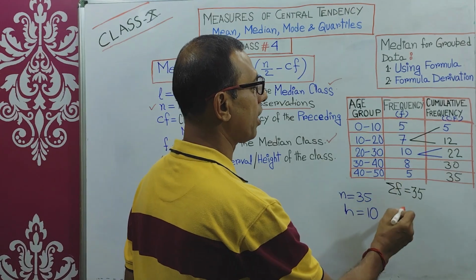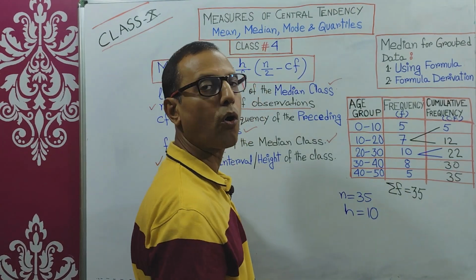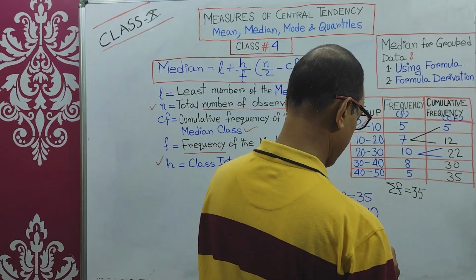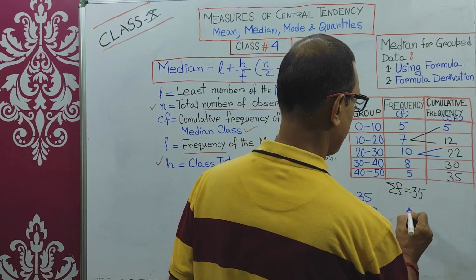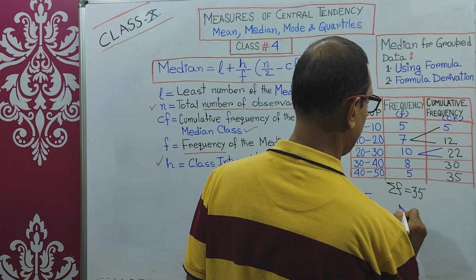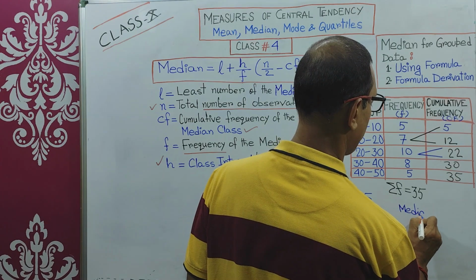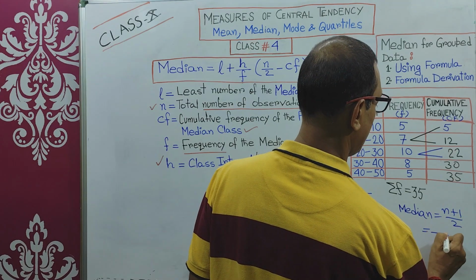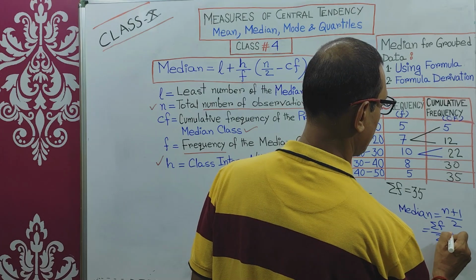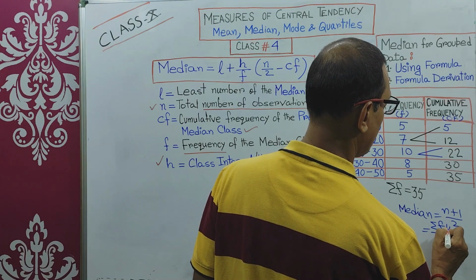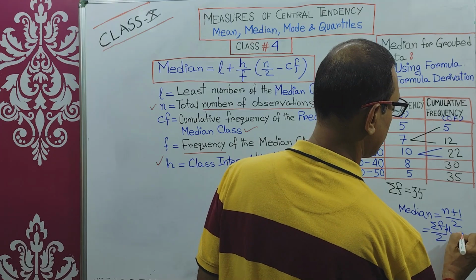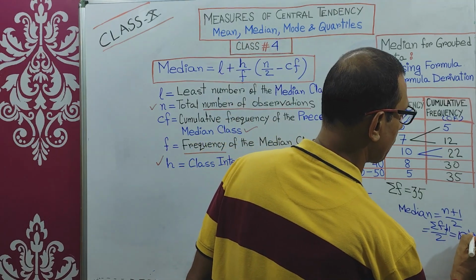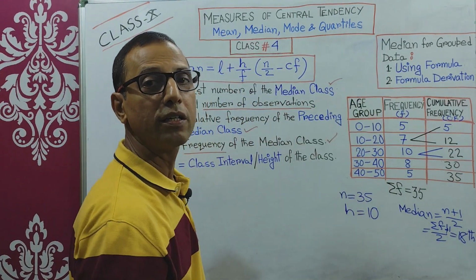Here the total number of observations is 35, which is an odd number. That means the position of the median will be (n plus 1) by 2, that is, summation of frequency plus 1 by 2, that is 36 by 2, that is 18. So the position of the median is 18, but it is not discrete data.